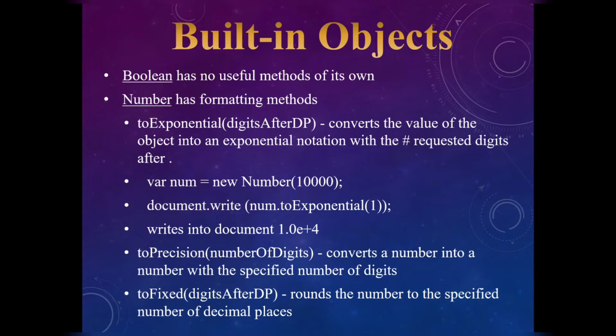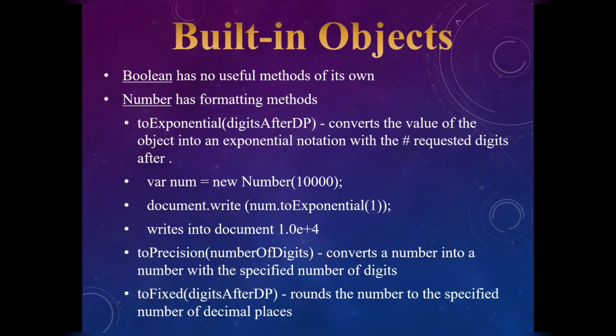Objects corresponding to the three data primitives are boolean, number, and string. First, boolean. Boolean has no useful methods of its own, as it just defines the condition true or false. That's it. Number has formatting methods, for example toExponential, toPrecision, and toFixed. First, toExponential converts the value of the object into exponential notation with the requested digits after the decimal point.